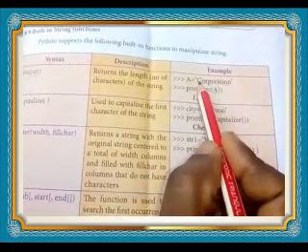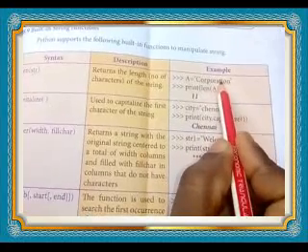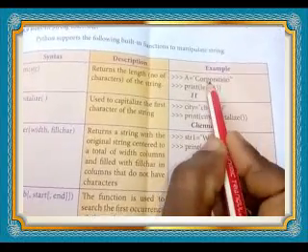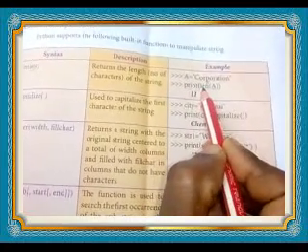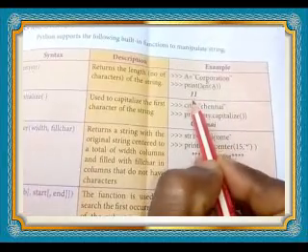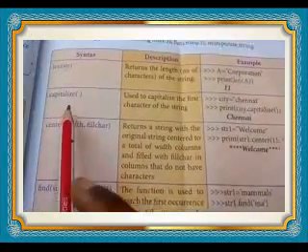How many characters are there? 1, 2, 3, 4, 5, 6, 7, 8, 9, 10, 11. So this len function returns 11. The print function prints this 11 on the monitor. Okay, did you get it?